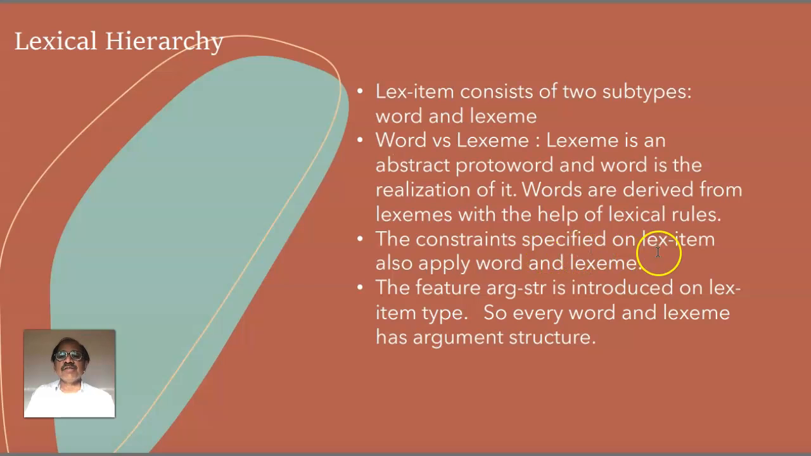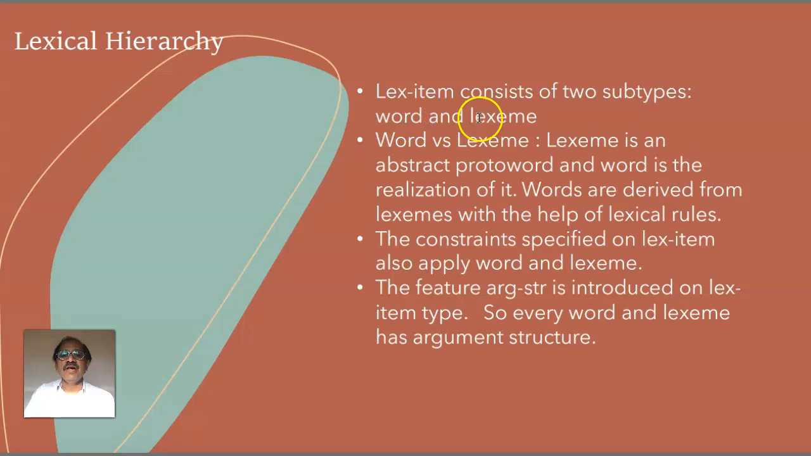And constraints specified on lexical item also apply for word and lexeme. So lexical item is a type. It will have two subtypes, word and lexeme. So if you have any constraint on lexical item, that will also apply for word and lexeme. So we introduced argument structure. Let's say argument structure is a feature of lexical item. So all lexical items will have a feature argument structure.